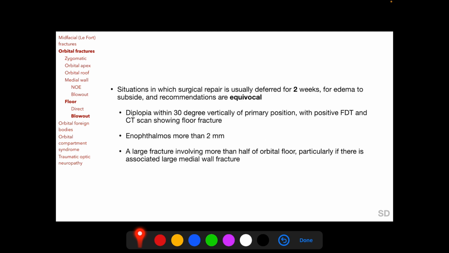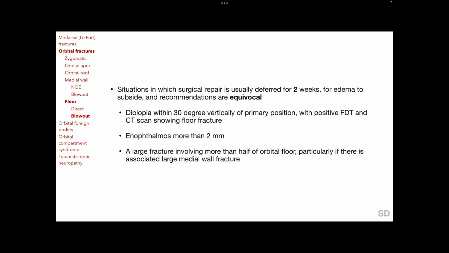There are other situations in which the recommendations to operate or not are more controversial, and the decisions in these situations are taken only after 2 weeks following the orbital trauma, when the edema and the hemorrhage have subsided.